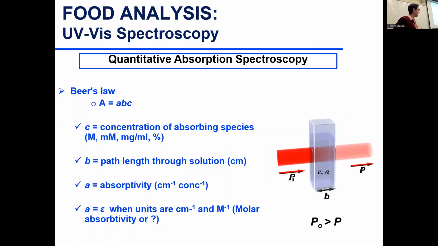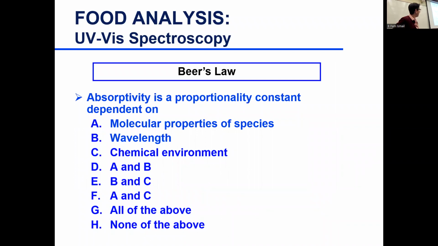So when you hear molar extinction or molar absorptivity, that means the concentration is in molar or millimolar units. Okay. So think about this for a second. And what do you come up with? Give it your best guess. It's okay if you have a wrong answer, just try to think about it. Is absorptivity dependent on any of these, some of these, or all of these? And why do you think?